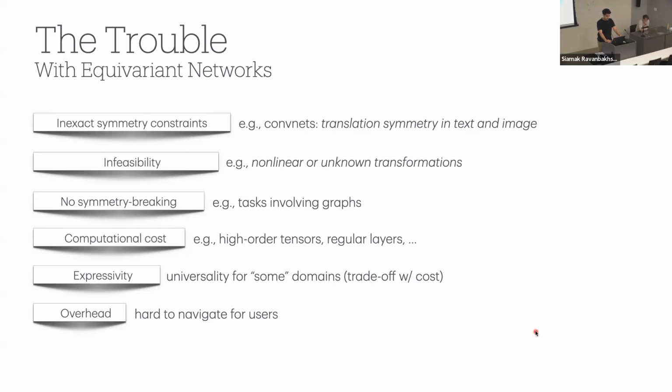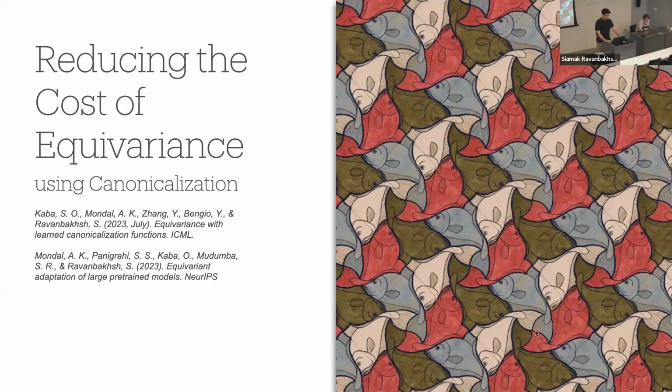So what I'm going to do now is go very quickly over a bunch of works that try to address one or more of these problems with equivariant networks. They don't involve equivariant networks, but they try to use symmetries in those particular tasks. The first one tries to reduce the cost of equivariant networks using canonicalization. These include two works presented at ICML and NeurIPS.